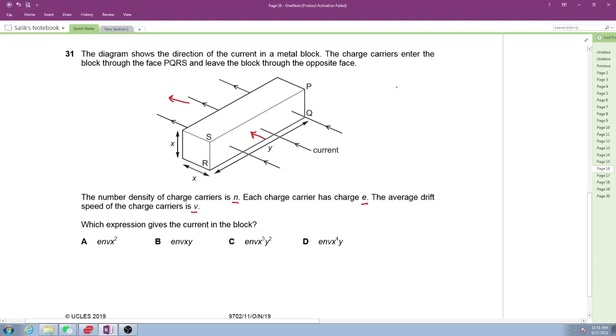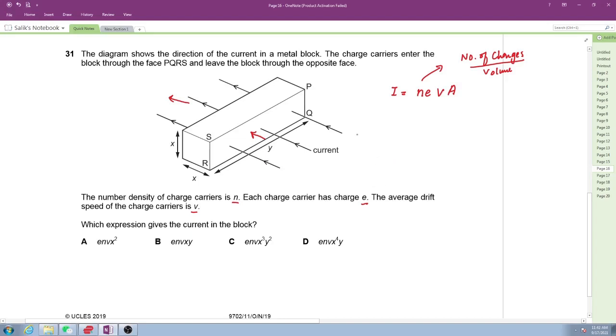We have the equation, which is even given to us on the second page of our paper: I = NEVA. Here I is the current flowing in the conductor, N is the number density, that is the number of charge carriers per unit volume. That's why the unit is per centimeter cube or per meter cube. E is the elementary charge, V is the average drift speed of the electrons, and A is the cross-sectional area of the conductor.